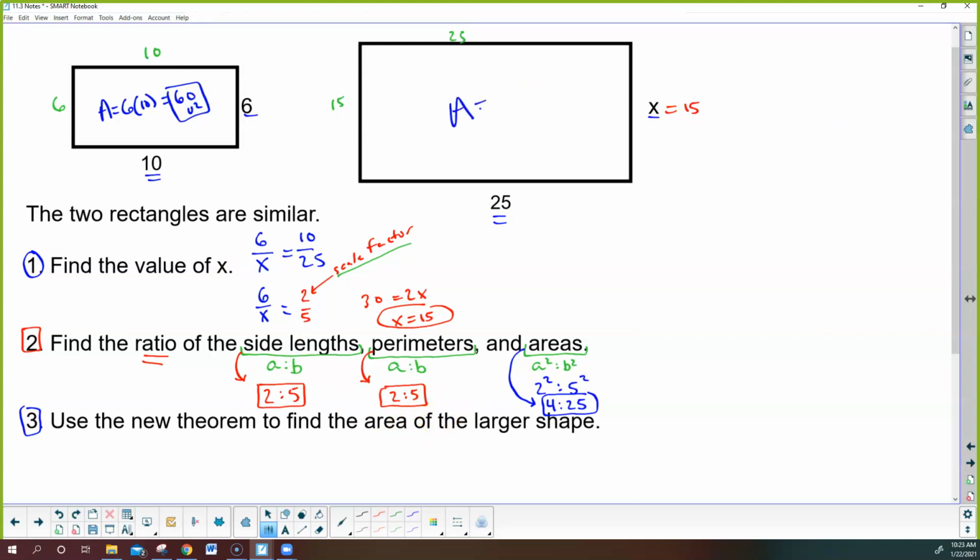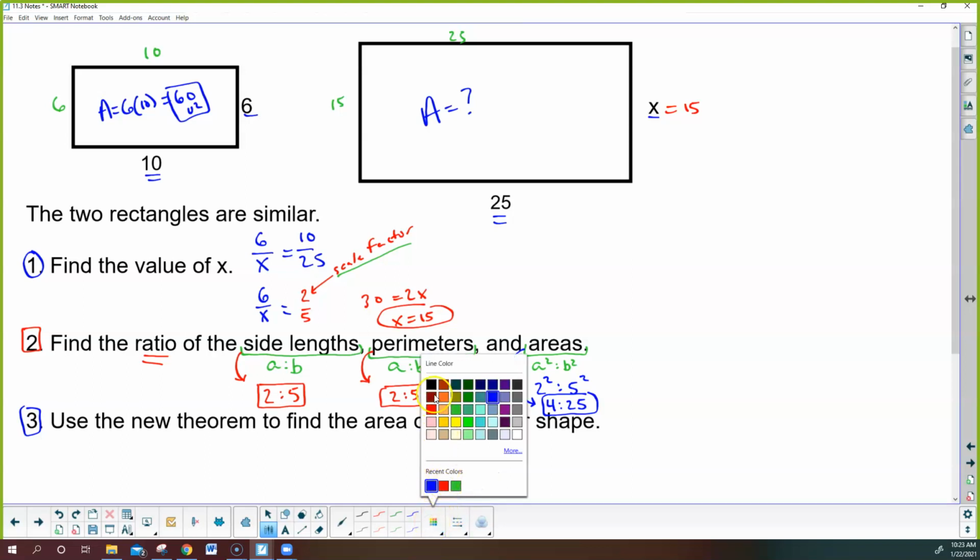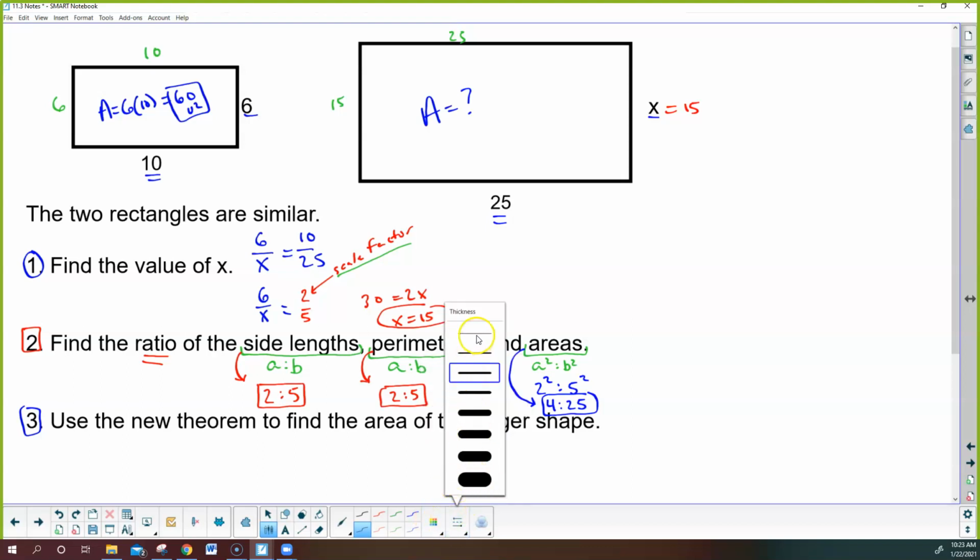But how do I do that if I don't want to find the area of the big one? Right, how do I use the new theorem? Well, we're going to take the ratio of the areas. We're going to take the 4 over 25 and that ratio has to equal the ratio of the area, right? Area of the small one to the area of the large one.